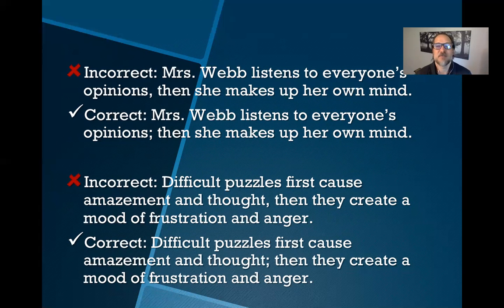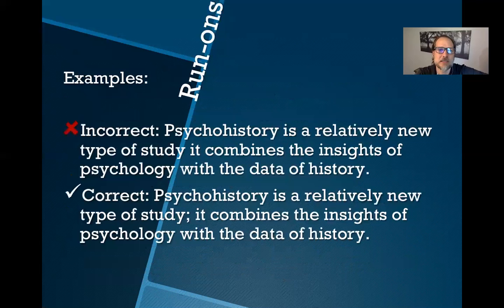Again, that then can fool you. No comma, incorrect. Correct, on the bottom there, we see: difficult puzzles first cause amazement and thought; then they create a mood of frustration and anger. Not easy, but as you get the cadence, you see how this works. Look for whether or not you've got an independent clause on this side and this side of what is existing as punctuation. And then we need a conjunction, semicolon, or period.